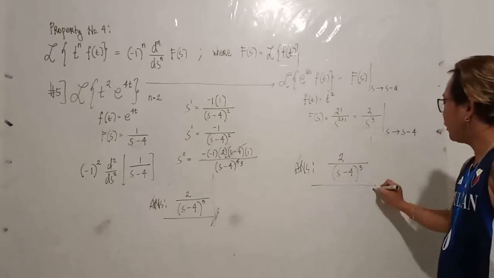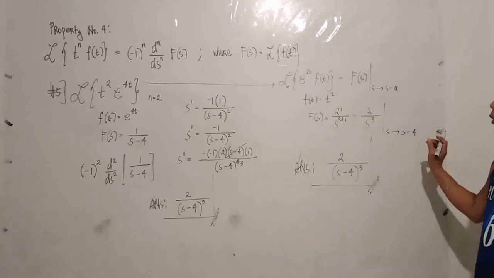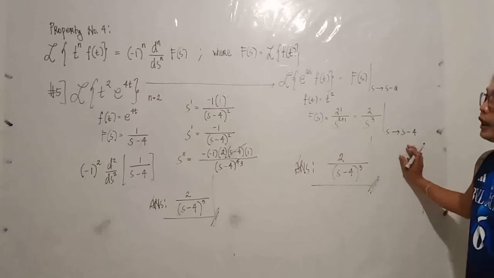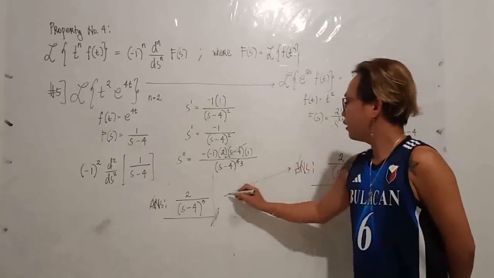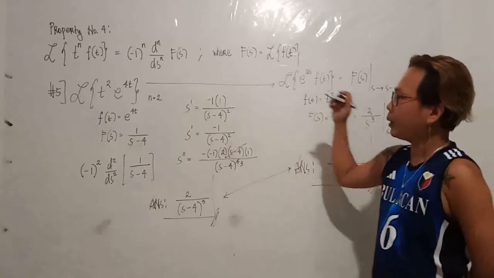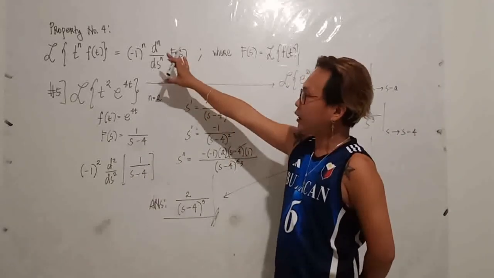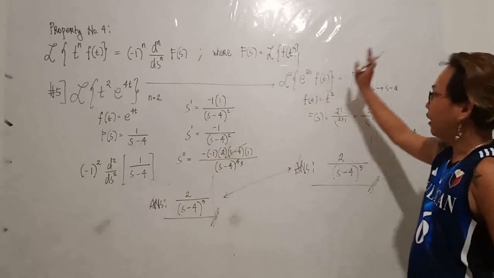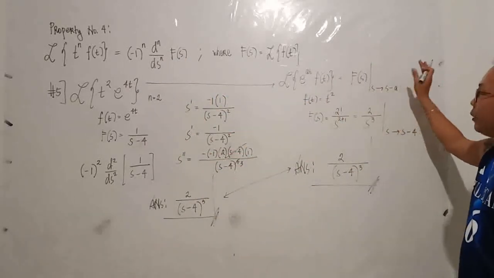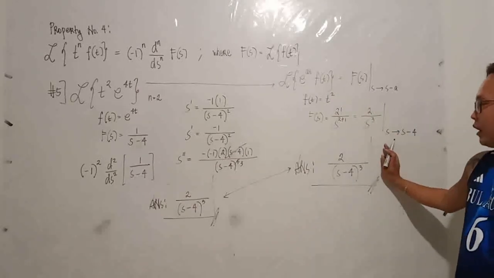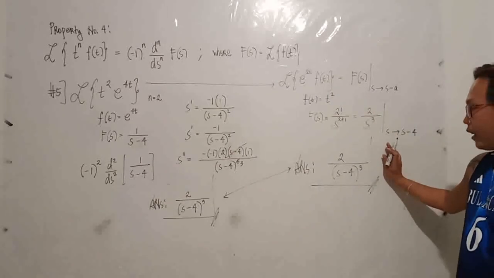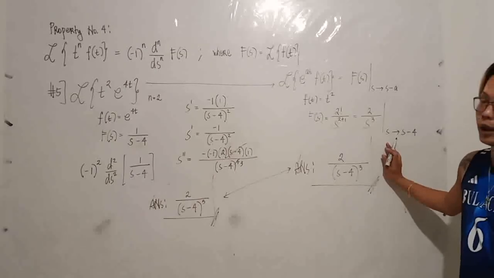You will notice you will have the same answer even though you have different method, applying different property. So kahit alin sa dalawa, it's either you do property number 4, which is multiplication by t raised to n, or property number 3, which is multiplied by e raised to at. You will have the same answer as 2 over quantity of s minus 4 cubed.